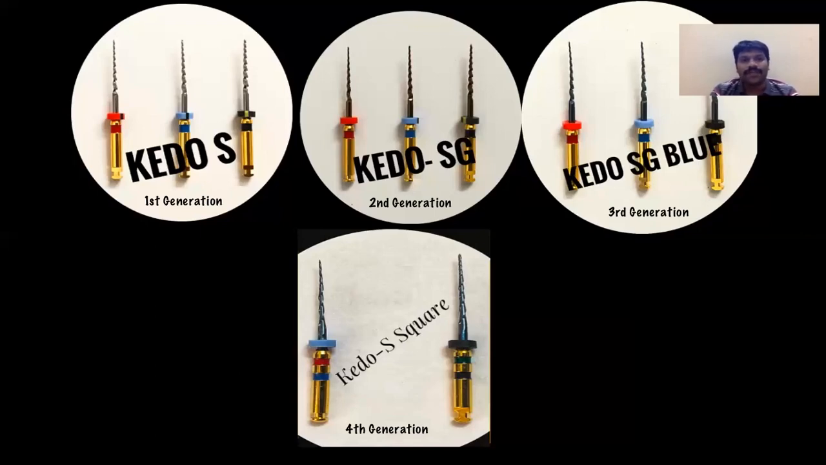The only difference between the first 3 generations is the material concept, wherein the Kido S is a plain nickel titanium file which has shape memory capacity, whereas the SG is a heat treated file. The nickel titanium has undergone heat treatment so that the flexibility is increased. Kido SG Blue is more advanced than Kido SG, wherein heat treatment as well as titanium oxide is coated over the file. So the flexibility is extremely more and the fracture risk is less, so that easily the file will not fracture.